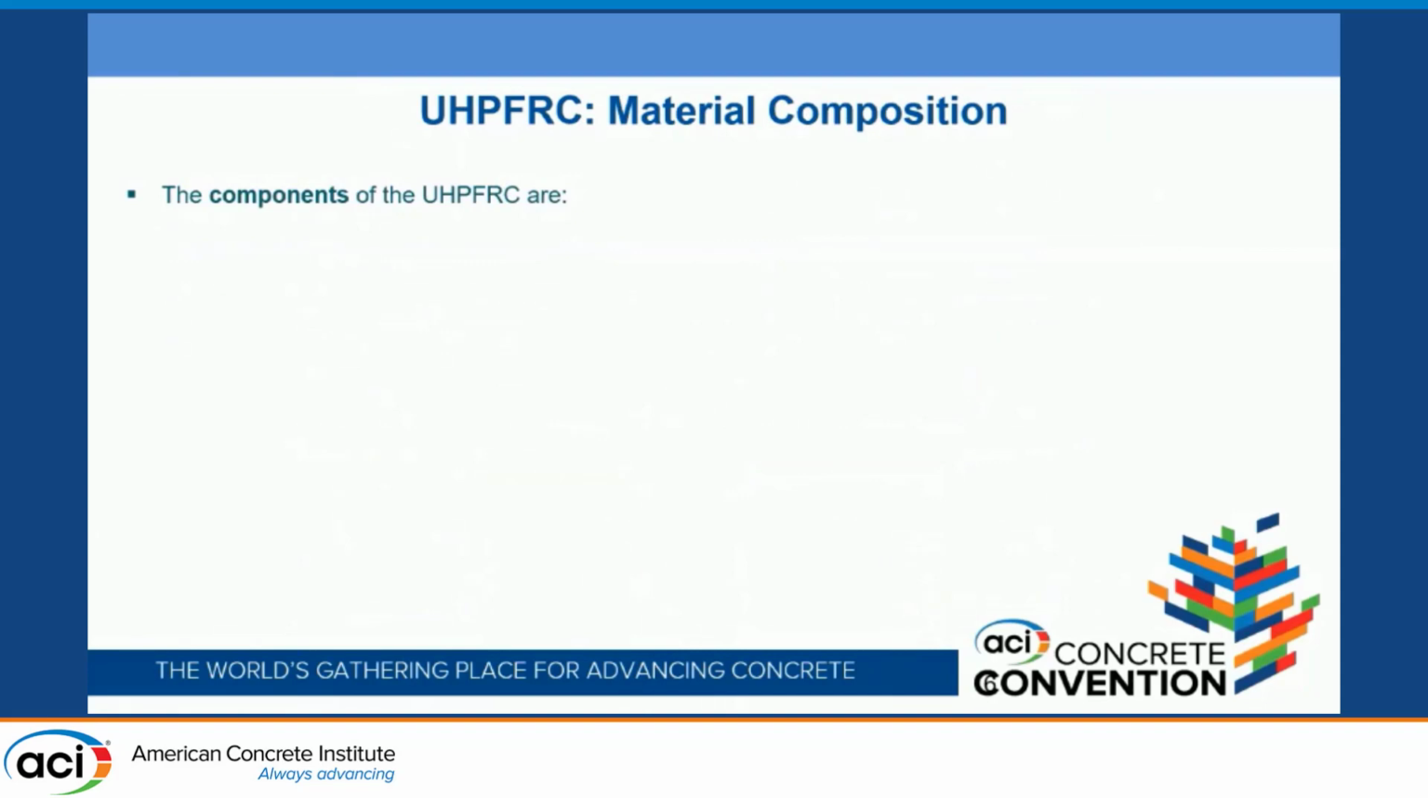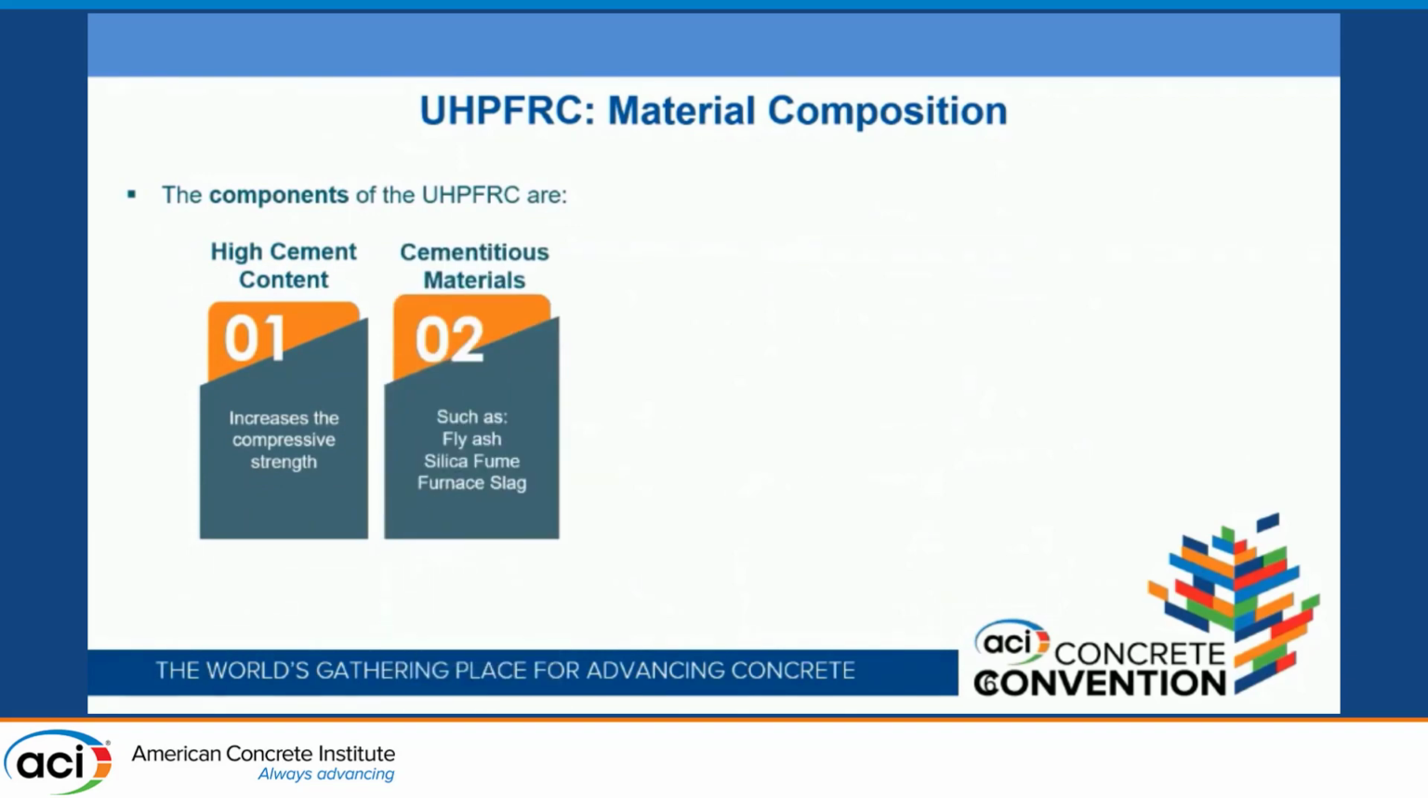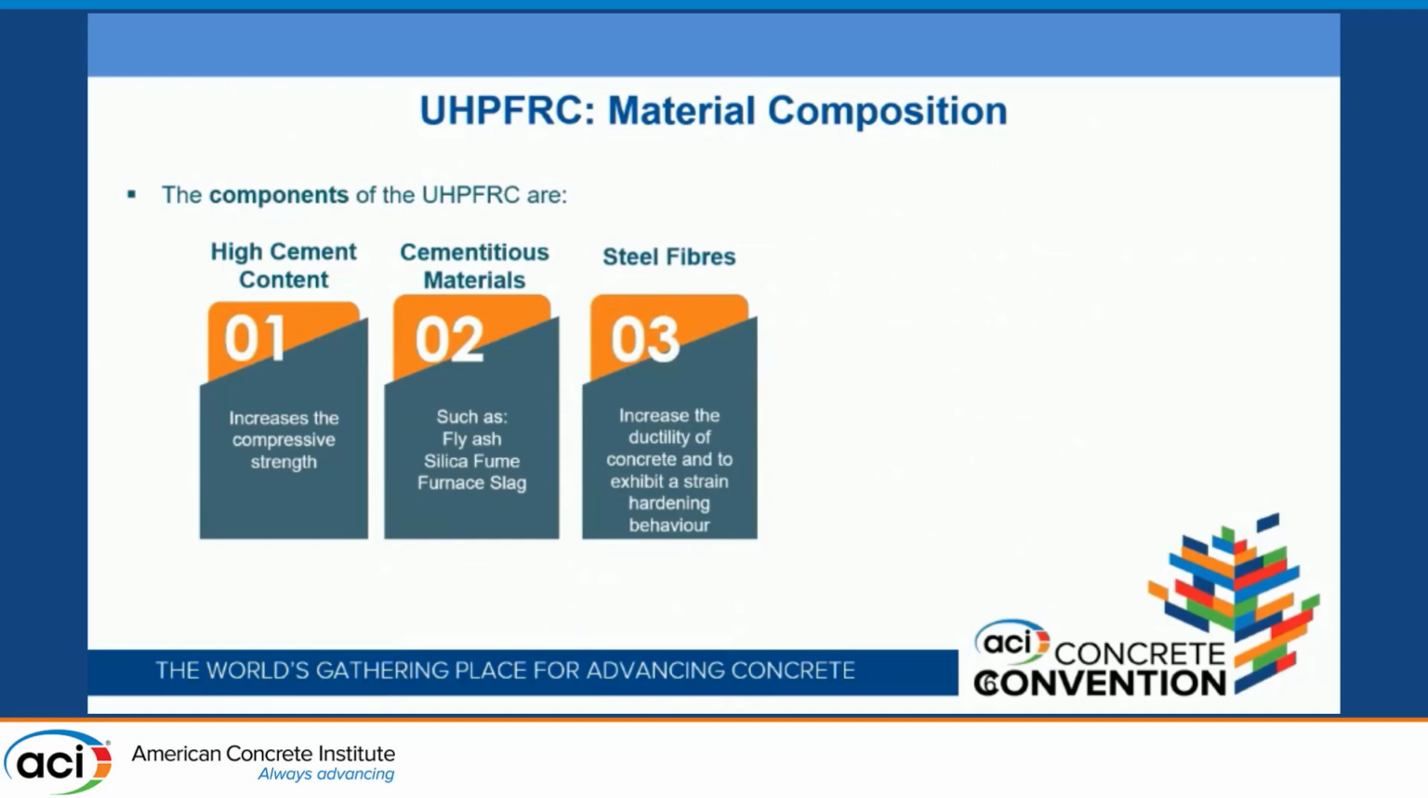So what are the components of the UHP FRC? Starting with number one, it has a very high cement content, and this is very necessary to get a very high compressive strength. Second, we have supplementary cementitious materials such as fly ash or silica fume to enhance the fresh properties of the concrete. Number three, it has steel fibers in order to increase the ductility of the UHP FRC and to make the material possess a strain hardening behavior, because the steel fibers will be able to bridge the cracks and transfer the stresses from cracked planes into other uncracked planes.